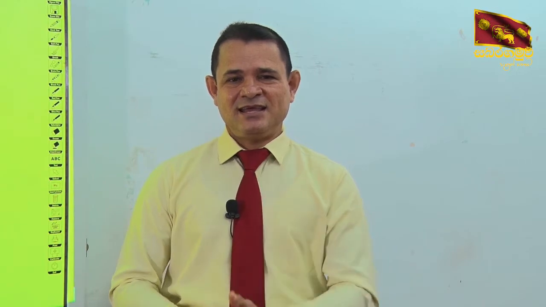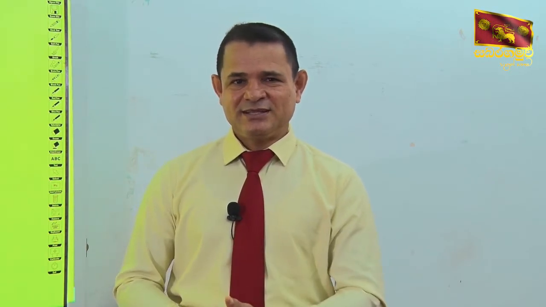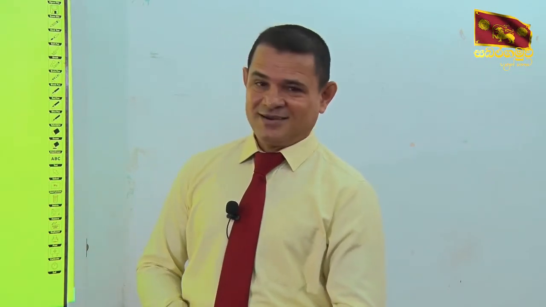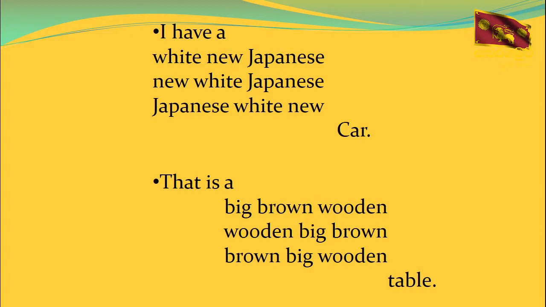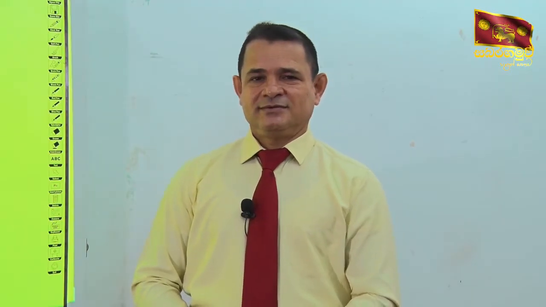Which one? There are 3 adjectives. Use the correct one, in the correct order. And the next one: a big brown wood table, or a wooden big brown table, or a brown big wooden table. Right. Now, let's see the answers.